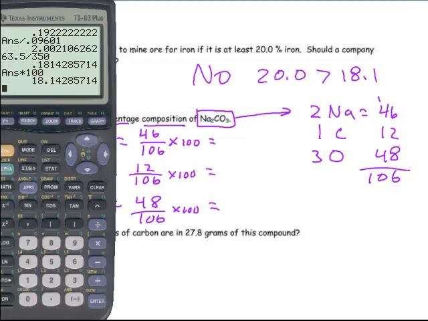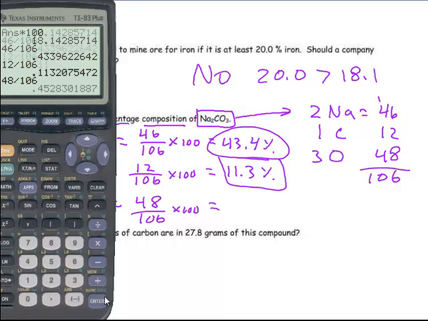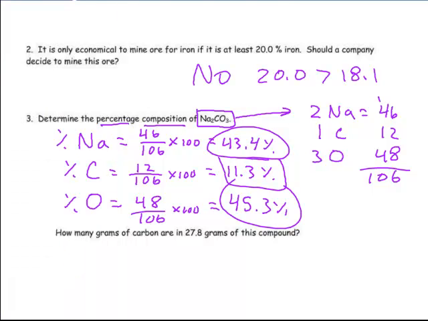So we just basically divide 46 divided by 106 times 100. We got 43.4%. 12 divided by 106. We got 11.3%. 48 divided by 106. We got 45.3%. So there's our percentages. And again, percent composition means you're going to find the percent of each element.